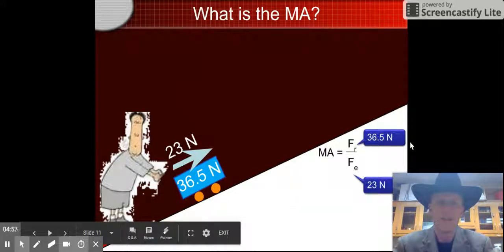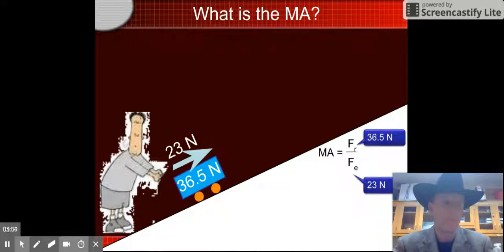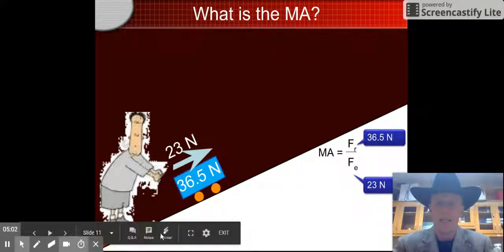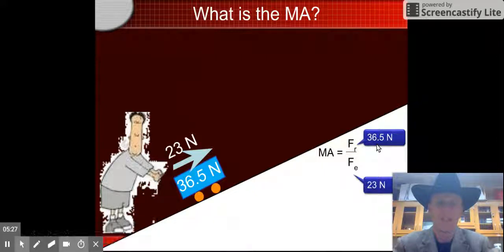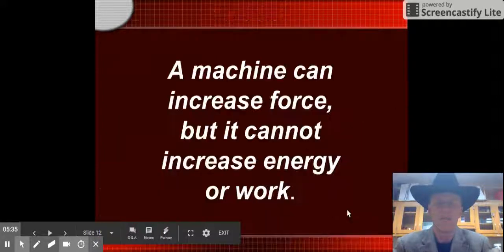One more scenario, an inclined plane. An inclined plane is this slope right here, and this slope allows you to push heavy things up with less force. So the resistance force is the weight of the object, or let's say the weight of the shopping cart, and he's only pushing with 23 newtons to get this 36.5 newton shopping cart up the ramp. So if you take 36.5 divided by the 23, we would get a 1.6. So it's 1.6 times easier, and that would be the mechanical advantage.